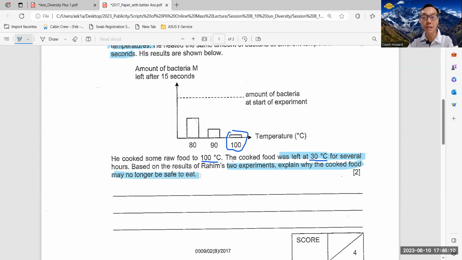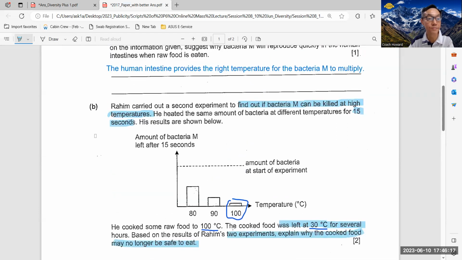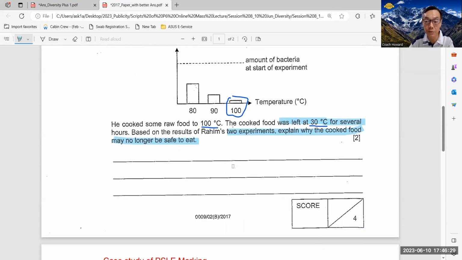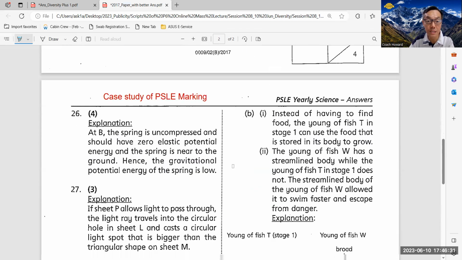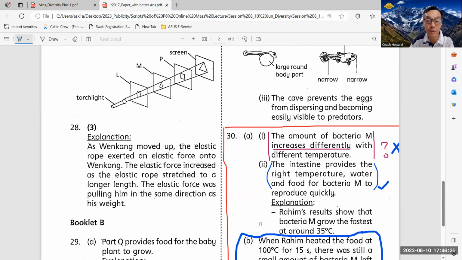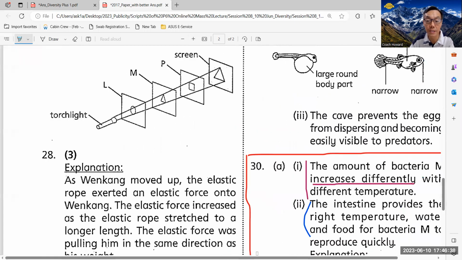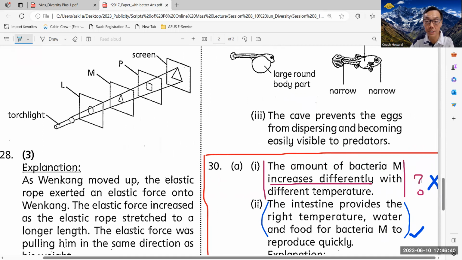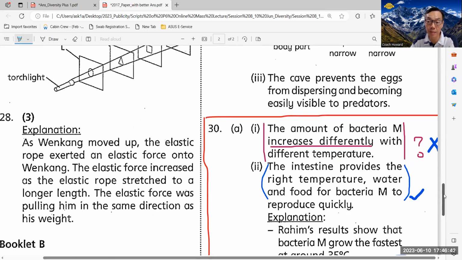I give you some 30 seconds to pause and think while I look at a student's possible answer. One student wrote for part B, temperature is suitable as the amount of bacteria can range from 250 units to less than 130 units. This one, I want to show you, is a case study for PSLE marking. The initial two, I put a cross here because I don't agree, so I put a question mark. You see, these are the answers provided by the publisher.